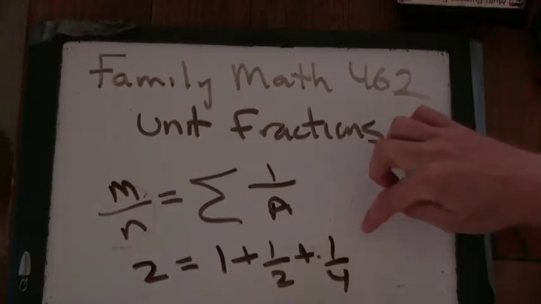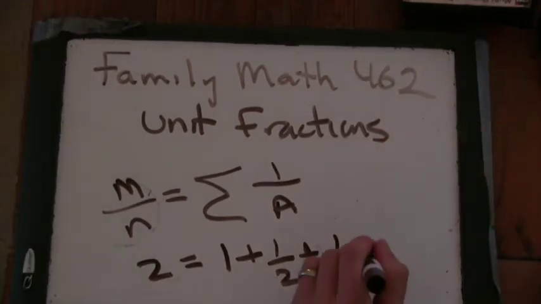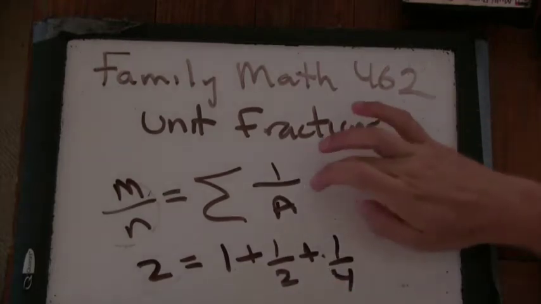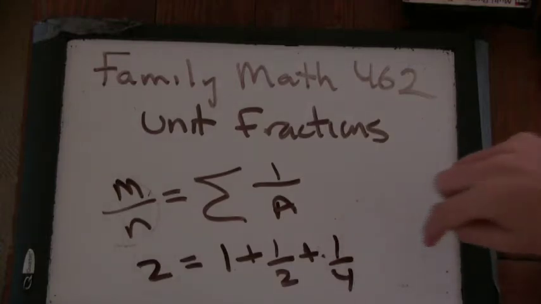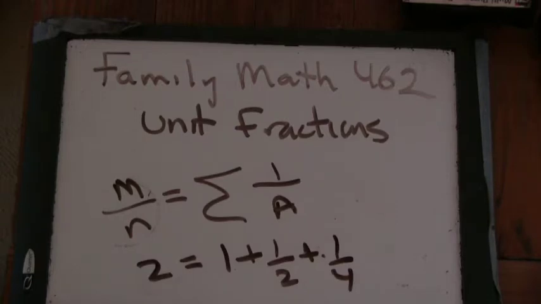Plus an eighth. We could make this an infinite series, I guess. Right, but the point is it's got to be finite. Yeah. So if we go a half plus a fourth plus an eighth plus a 16th plus a 32nd, that'll be an infinite series that adds up to 2. But we want to make it a finite series.